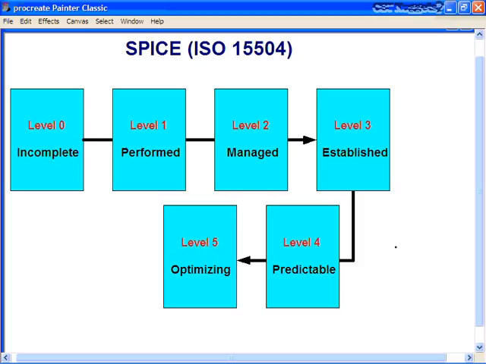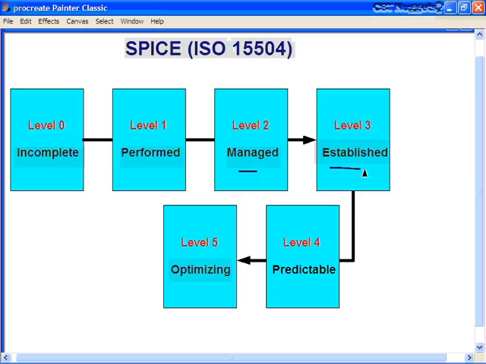Here's a sample flowchart of how SPICE, or ISO 15504, works. At level 0, the software application is incomplete. Either it's not implemented or it's failed to achieve its purpose design. At level 1, you have performance, or process performed. The process or software is implemented and it achieves its process purpose. Level 2 is managed. This involves performance management and work product management. The process is managed and work products are established, controlled, and maintained.